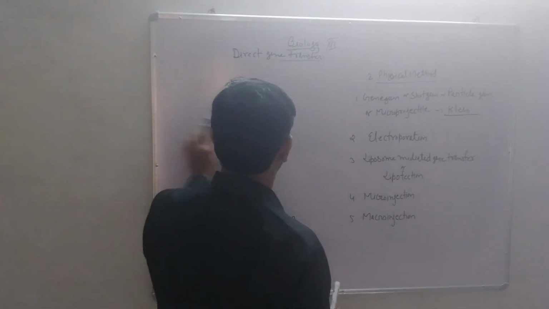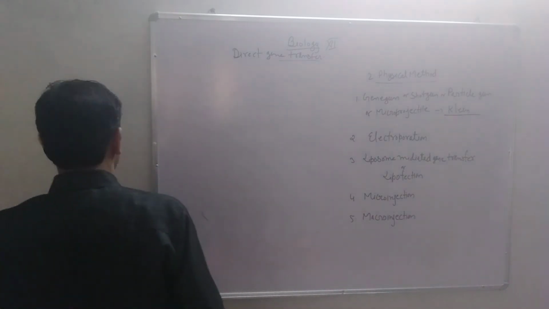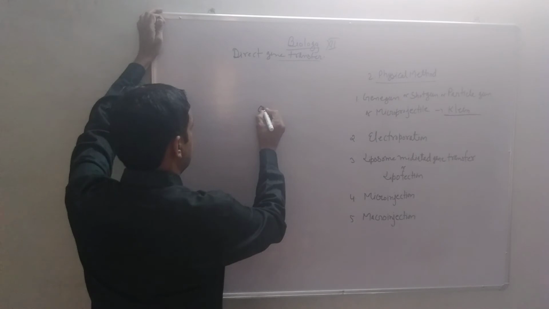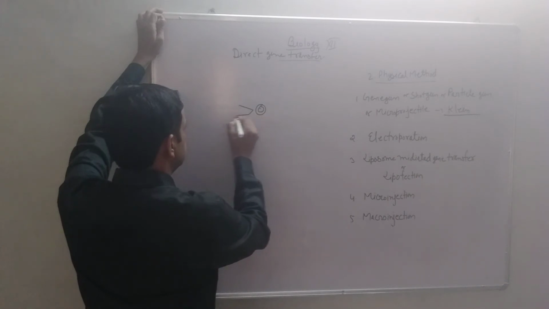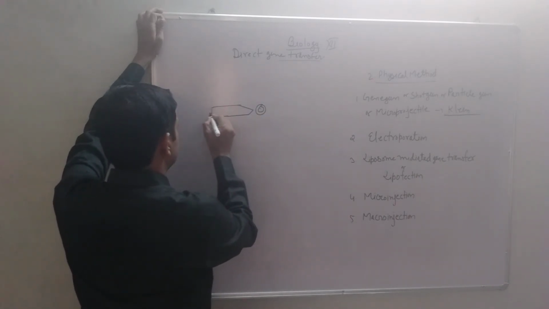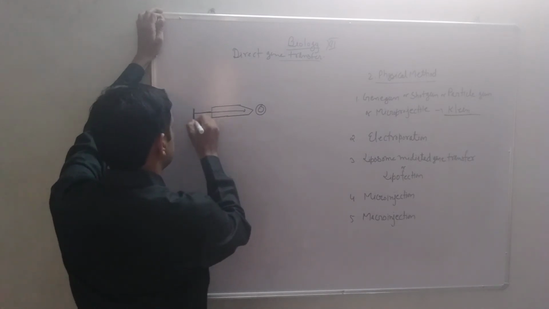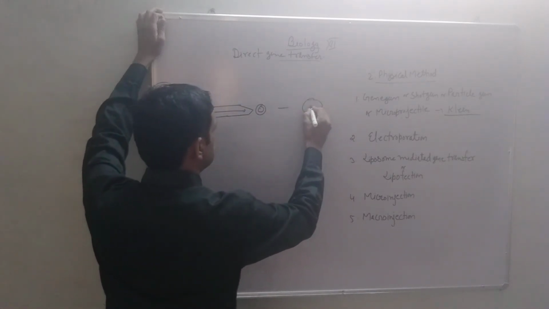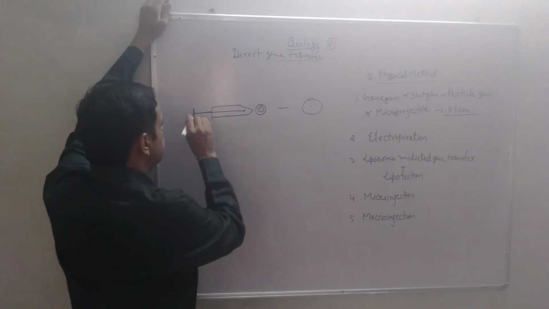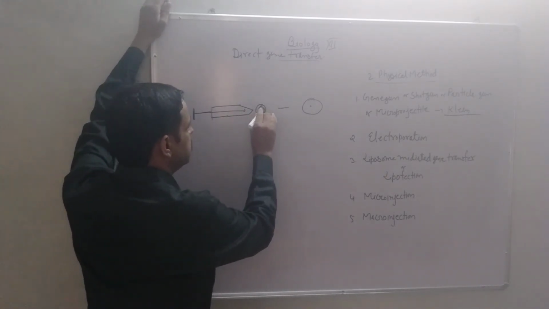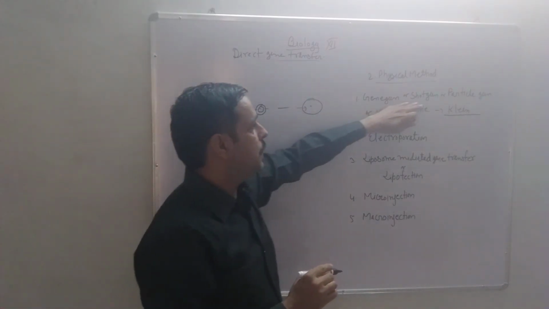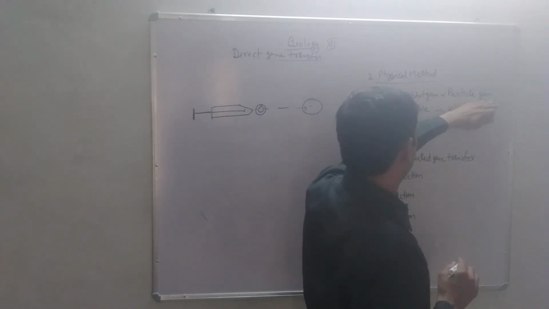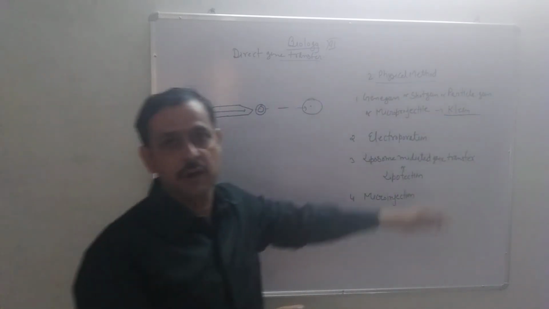You can see a diagram to understand this. First of all, we coat the desired gene with tungsten or gold. Then, due to high pressure, this is the target gene. From high pressure, this desired gene is transferred into this cell. So this process is called gene gun or shotgun or particle gun or micro projectile, which was discovered by Klein.